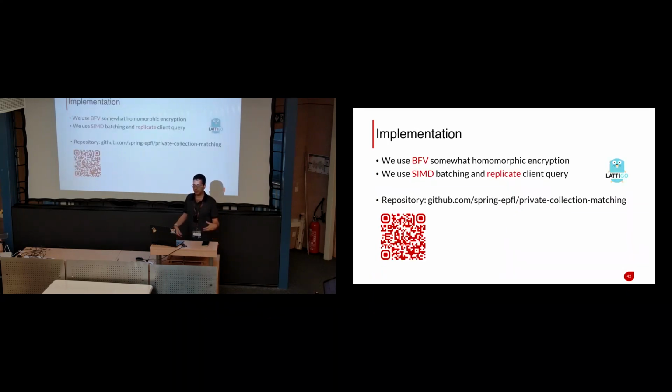We have implemented our scheme using BFV somewhat homomorphic encryption using the Edalat Nejad library, and we heavily rely on SIMD batching and replicating the client query. Our code is available online, and you can access it through this QR code that I'm going to show again in the conclusion.